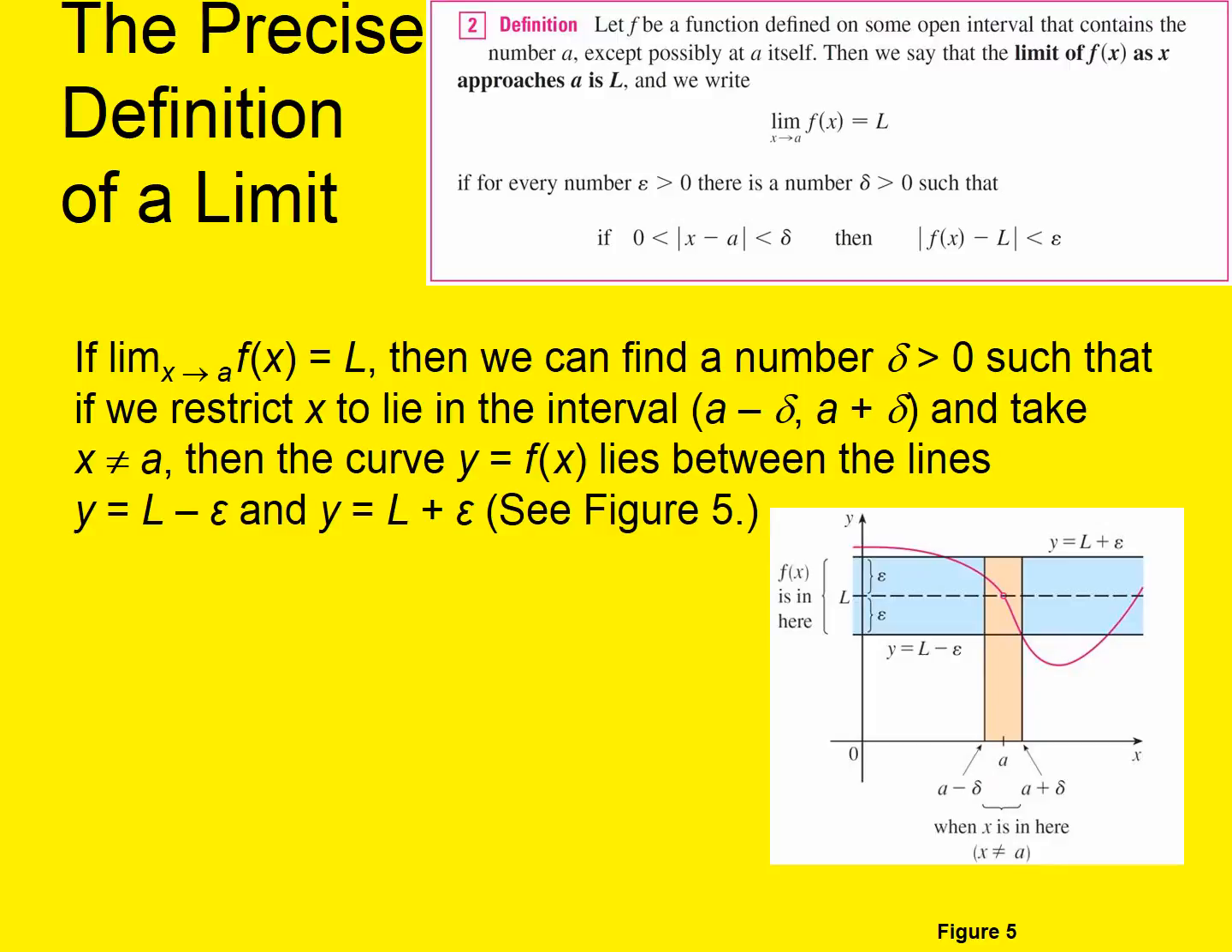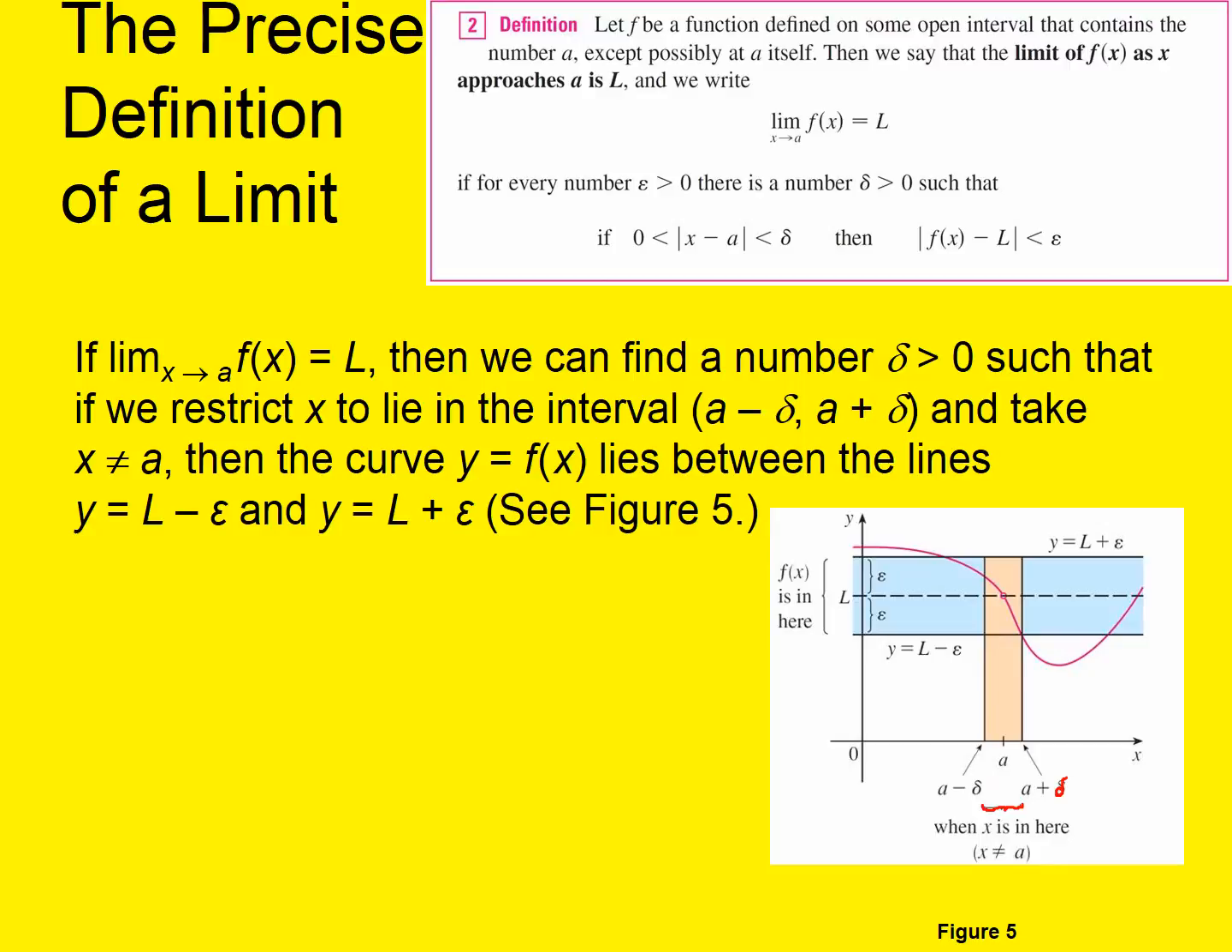If the limit as x approaches a of f of x equals L, then we can find a number delta positive such that if we restrict x to lie in the interval a minus delta, a plus delta, if we can come up with a delta so that if x is in here, then we're going to be within epsilon of L. We can get arbitrarily close to L by making x sufficiently close to a, within delta of a.